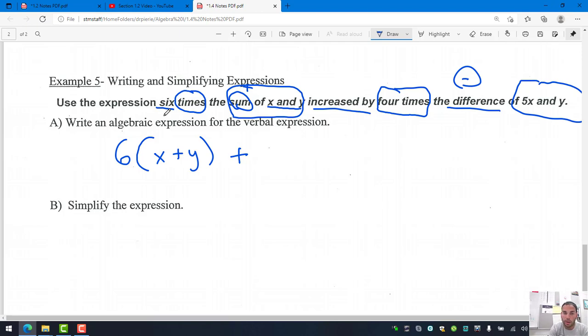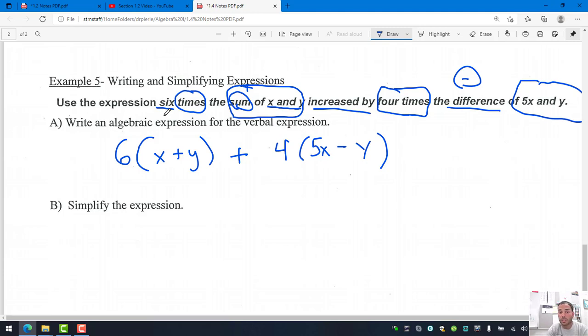Do you see this number 4 and you see the word times? So that means we're going to take 4 and multiply it by something. What are we multiplying 4 by? It's the difference of 5x and y. Difference means subtraction. We're multiplying 4 by this entire thing over here. So I'll need some parentheses, and I want to write the difference of 5x and y: 5x, difference means subtraction, y. That is the algebraic expression for that big, long phrase in bold above.